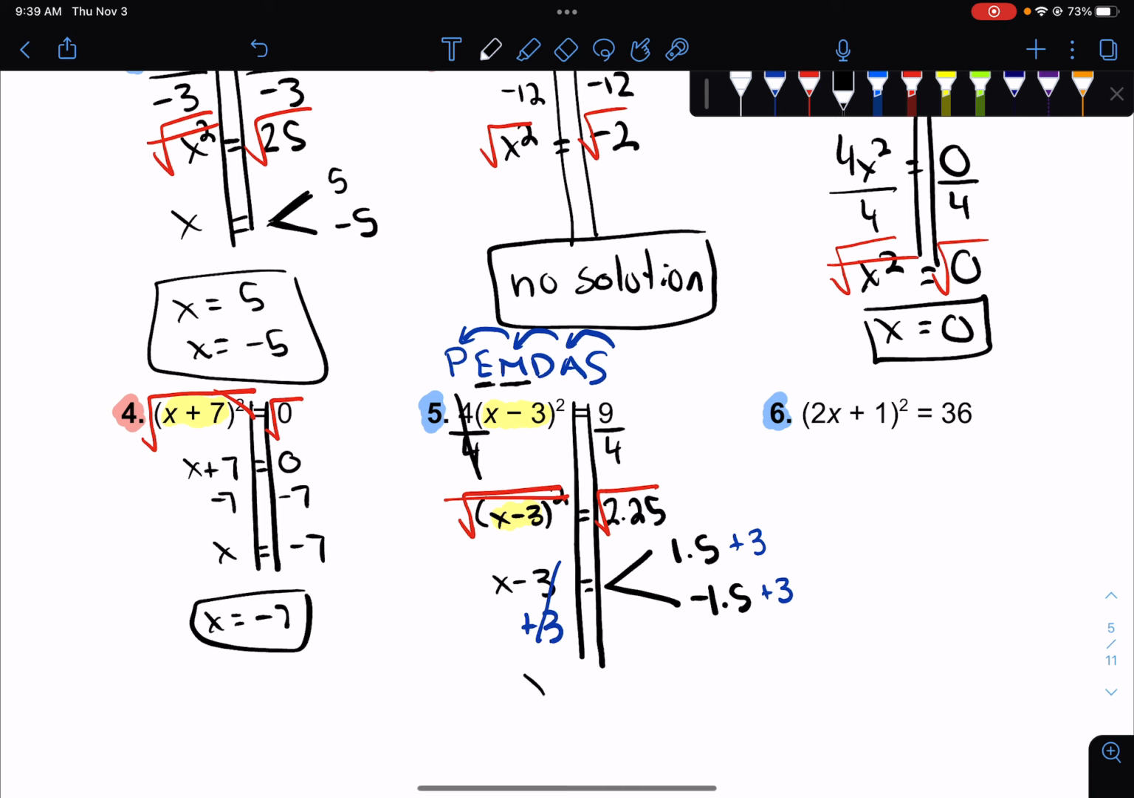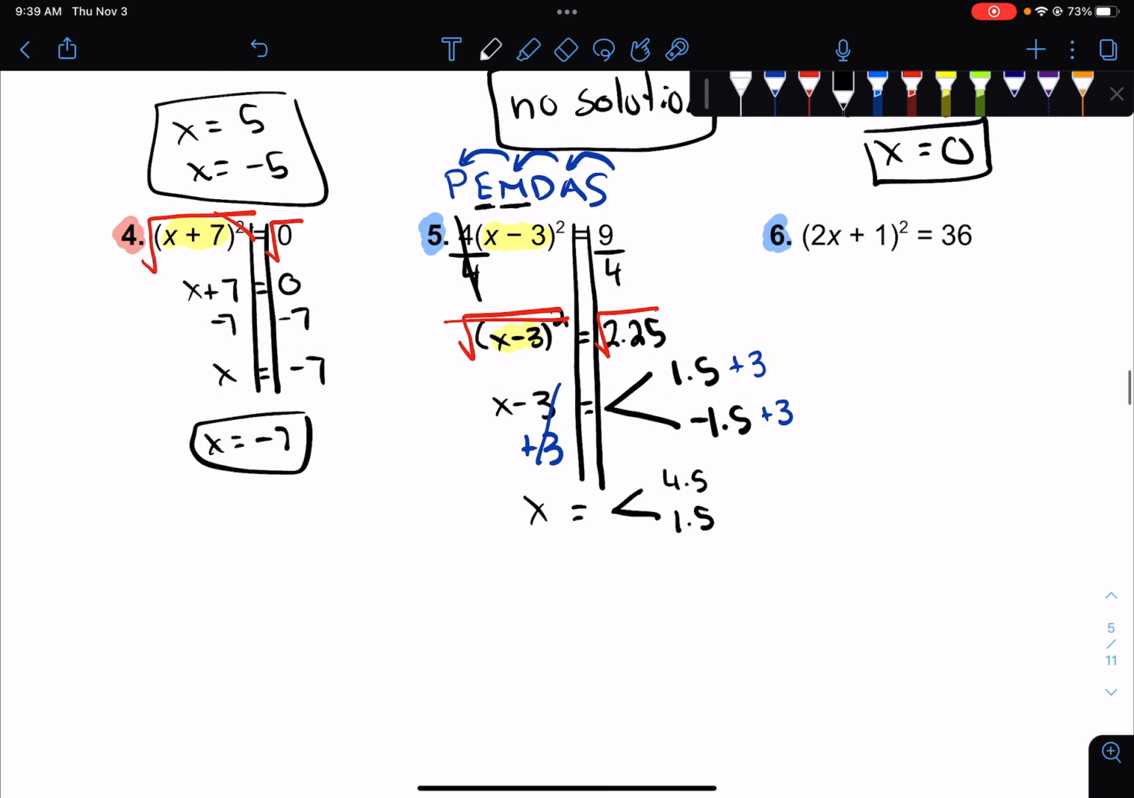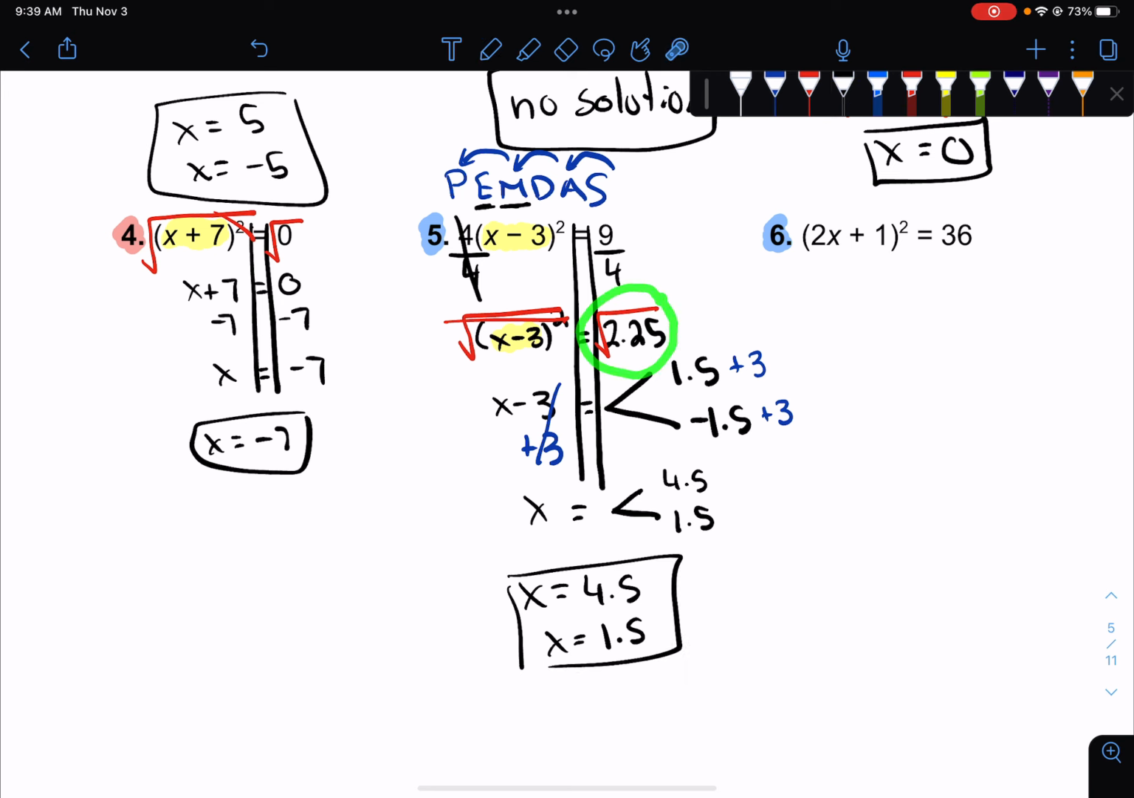So I'm going to get x equals 1.5 plus 3 is 4.5. Negative 1.5 plus 3 is positive 1.5. So I'm going to add the 3 to both of those numbers. So I get two answers, x equals 4.5 and x equals 1.5. And this follows my pattern because I took the square root of a positive number and I ended up with two answers, which is what we said should happen.